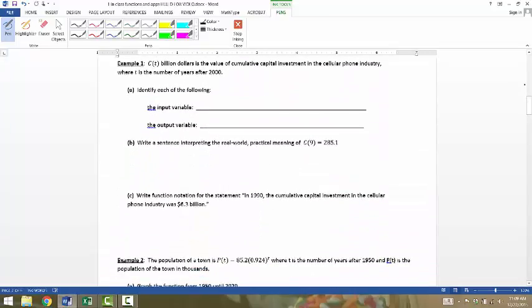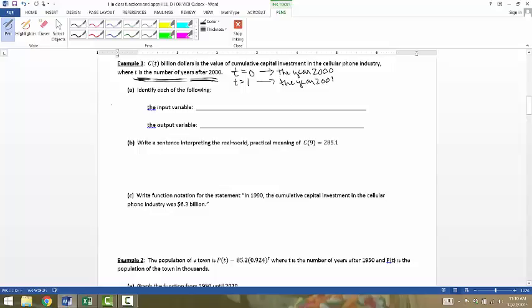Let's do a contextual problem, a real-world example. Let's say we have a function, C of t. C of t billion dollars is the value of the cumulative capital investment in the cell phone industry, where t is the number of years after 2000. So when we're given a problem like this, notice what that really means is that if, for example, t equals 0, that means the year 2000. You don't plug in t is 2000, you plug in 0 years after 2000. If t equals 1, that means the year 2001, 1 year since 2000.